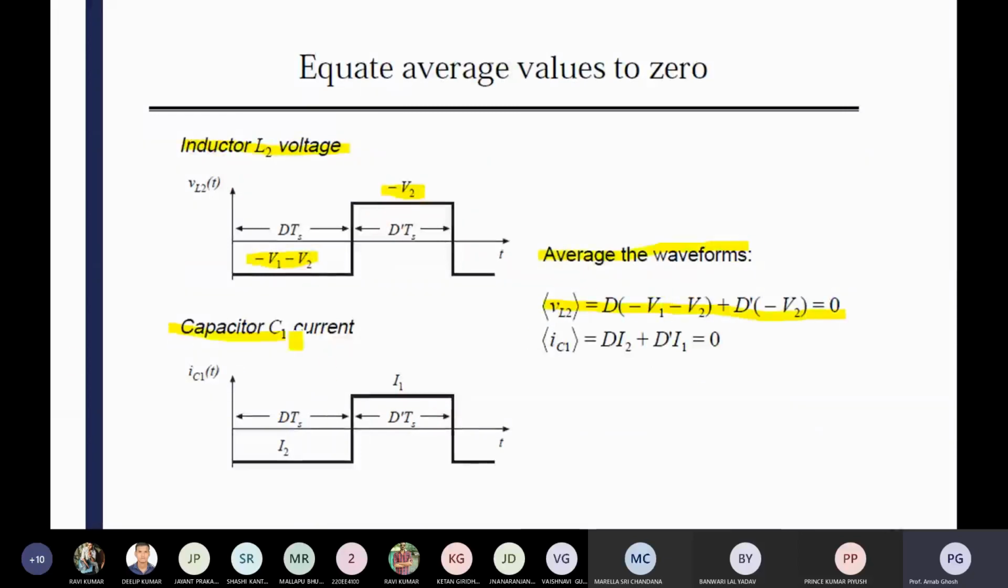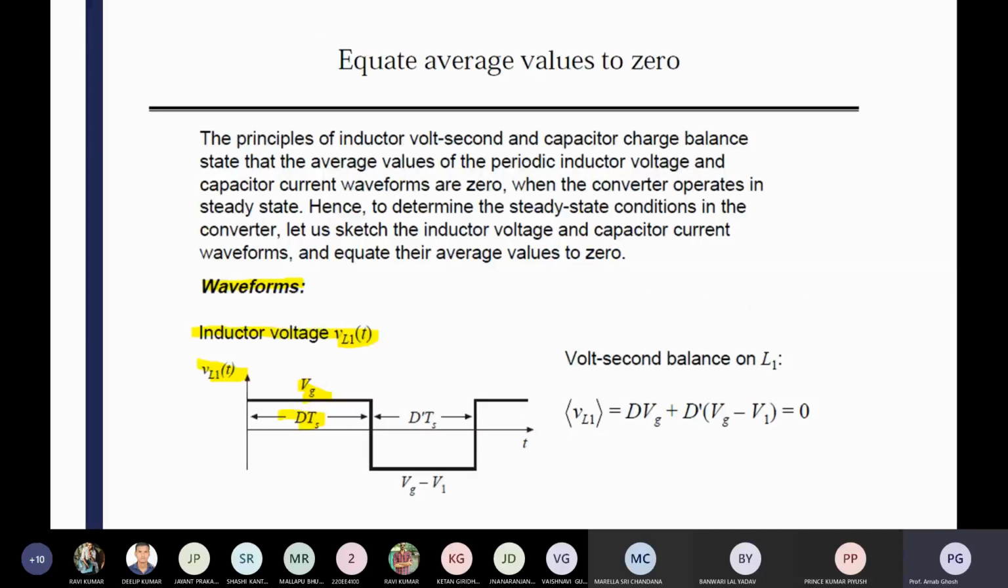I think you can do the detailed calculation in your classwork copy, and you can also follow the Erickson book, because I am always following all the conventions from the Erickson book. Voltage second balance for L1 you can also observe, and finally you will get those values. The principles are the inductor voltage second balance and the capacitor charge balance.